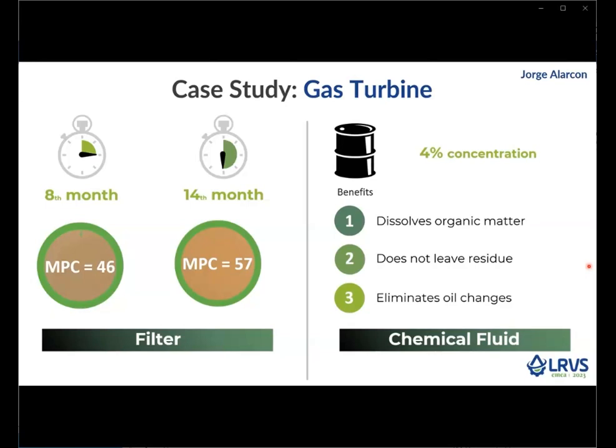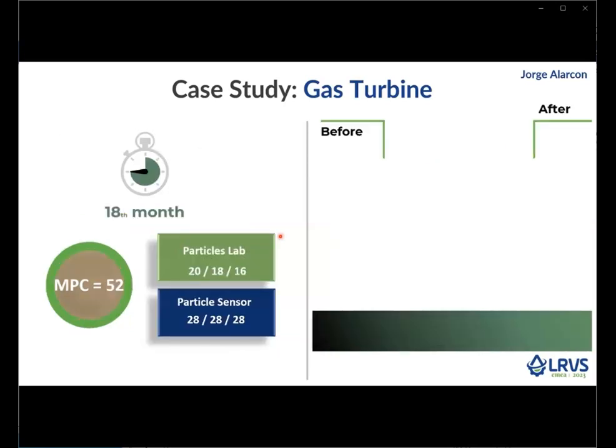So this is the promise of the manufacturer of this fluid. Again, after a couple of months, the varnish concentration was pretty much the same, even after adding that chemical fluid. The particles in the lab were measured, and the turbine was using a particle sensor at that time. The particle sensor went crazy. It was not able to understand what was happening.